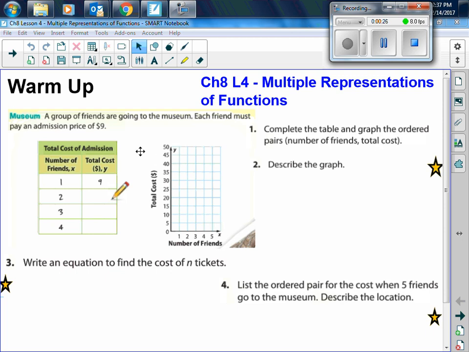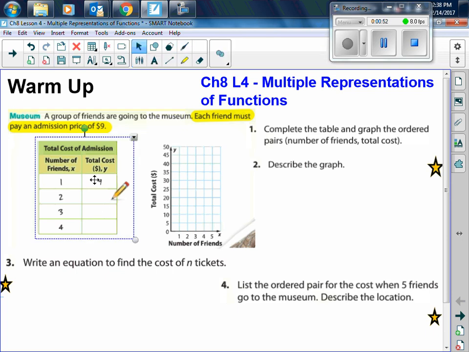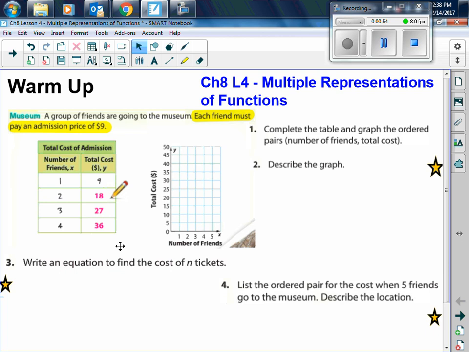So here you can see in the words there that it says each friend must pay an admission price of $9. So here, if we have one person going, that's $9. If we have two people, that's $18. If we have three, $27. And if we have four, $36. So this is what your table looks like.